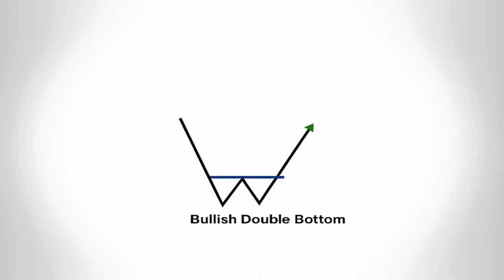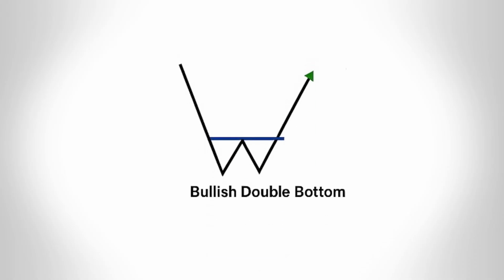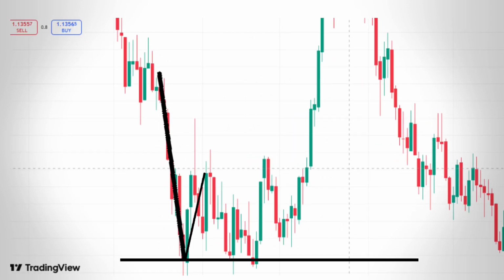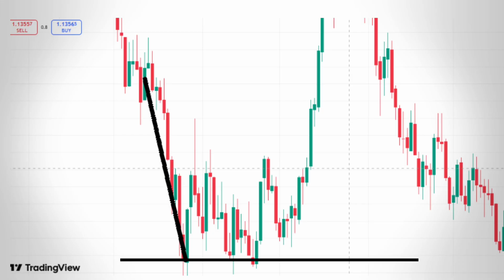The double bottom is one of the well-known bullish reversal patterns and it looks like a W. The price drops, finds support, bounces back, drops again to the same support level, and then rallies upward. Now here's what is happening when you see a double bottom chart pattern. On the first drop, sellers are in control, but buyers step in and push price back up, but not enough to start a new trend. Price drops again to test the same support, but this time it does not break lower. That's your signal. Buyers are defending that level and the market may be ready for a reversal.